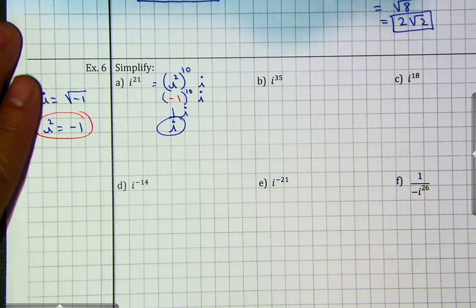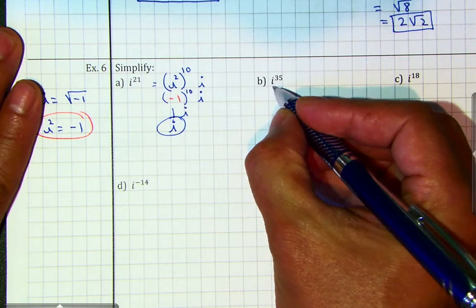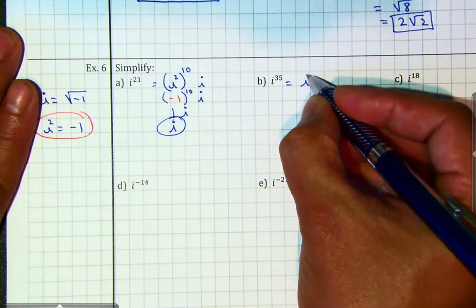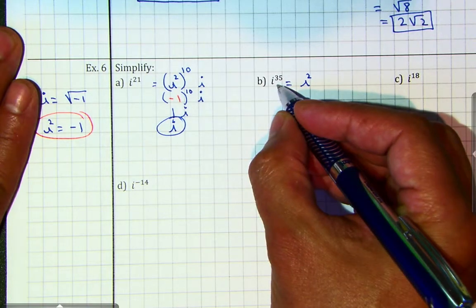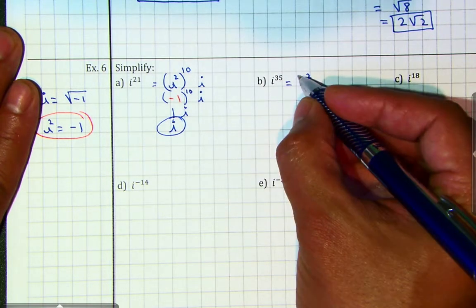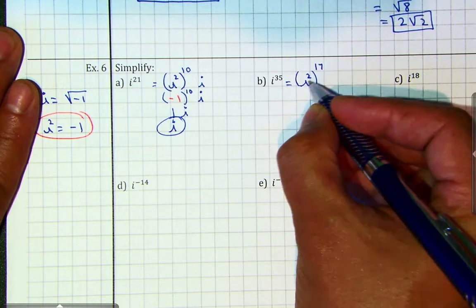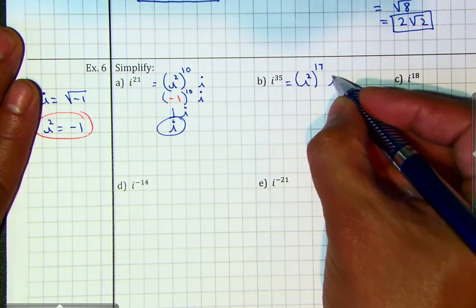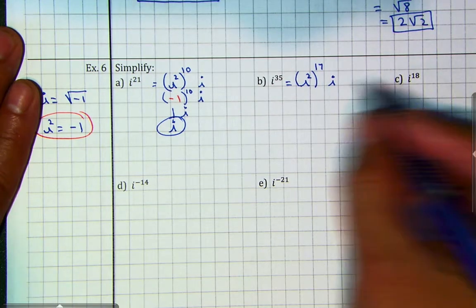Let's go to the next one. i to the 35. So I need to think, okay, how many i squares do I have in 35? I have how many? 17. 2 times 17 is 34. I need one more, so therefore I need an i. That gives me the same. Do you agree?